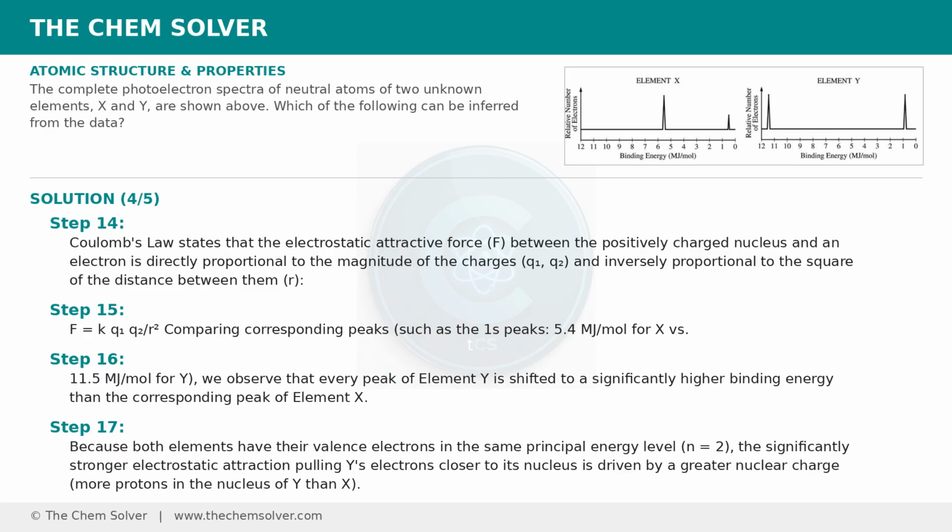Comparing corresponding peaks, such as the 1s peaks: 5.4 MJ/mole for X versus 11.5 MJ/mole for Y. We observe that every peak of element Y is shifted to a significantly higher binding energy than the corresponding peak of element X. Because both elements have their valence electrons in the same principal energy level, n equals 2, the significantly stronger electrostatic attraction pulling Y's electrons closer to its nucleus is driven by a greater nuclear charge, more protons in the nucleus of Y than X.